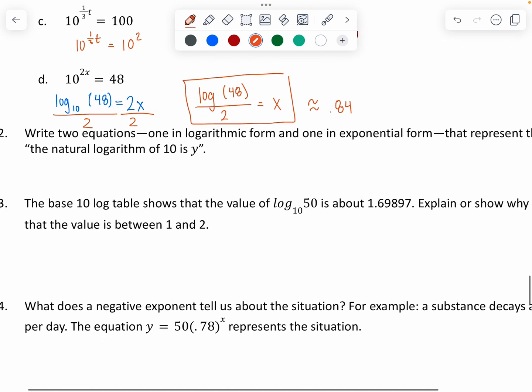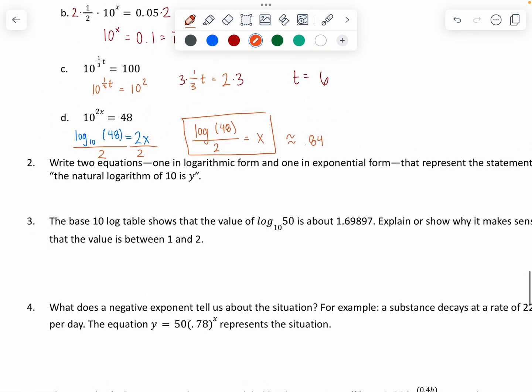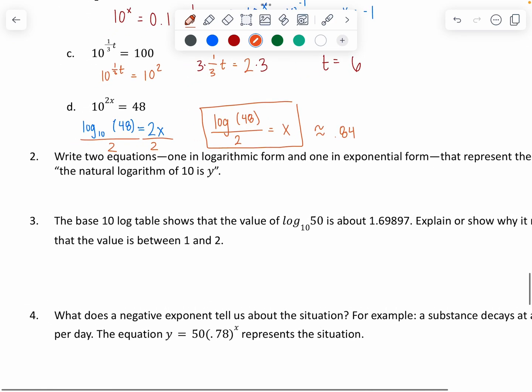Write two equations, one in logarithmic form and one in exponential form, that represent the statement: the natural logarithm of 10 is y. So, first of all, in log form, the natural log, that's ln, where the base is e, of 10 is equal to y. Switching that into exponential form, the base is e, and the exponent will now be y, and that's equal to 10.